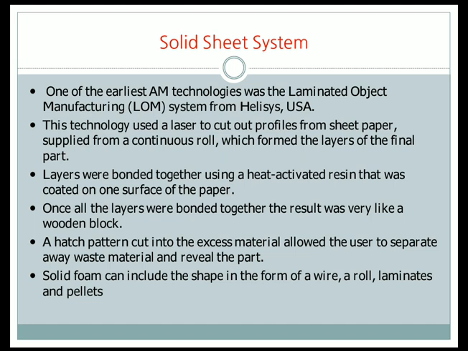Once all the layers were bonded together, the result was very likely a wooden block. So when all the layers are joined, the resulting material would be a wooden block. A hatch pattern cut into the excess material allowed the user to separate away waste material and reveal the part. So there will be some hatched portion. By using that portion, we can remove the support material and the real material, and we can separate those two. Solid foam can include the shape in form of wire, roll, laminates and pellets. So solid foam is the material which is used to manufacture a model.